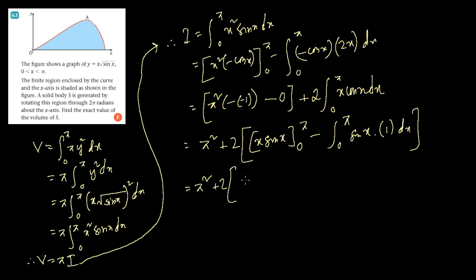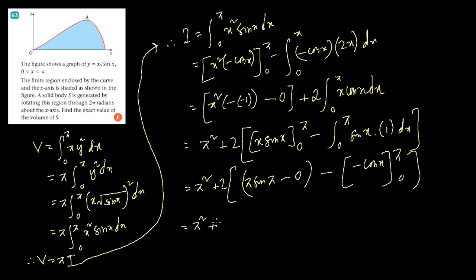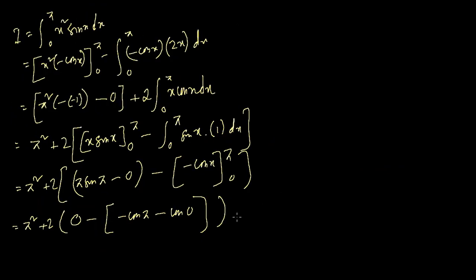Now if I put pi here, it would be pi sine pi, minus, if I put 0 here, sine 0 is 0, 0 into 0 is 0, minus integration of sine x, which is minus cos x, and the limit is from 0 to pi. So this would be pi squared plus 2. Pi sine pi is 0, so 0 minus 0 is 0, minus, if I put pi here, this would be minus cos pi minus cos 0. So this would be the limit. Let me bring it out here. So that means pi squared plus 2.